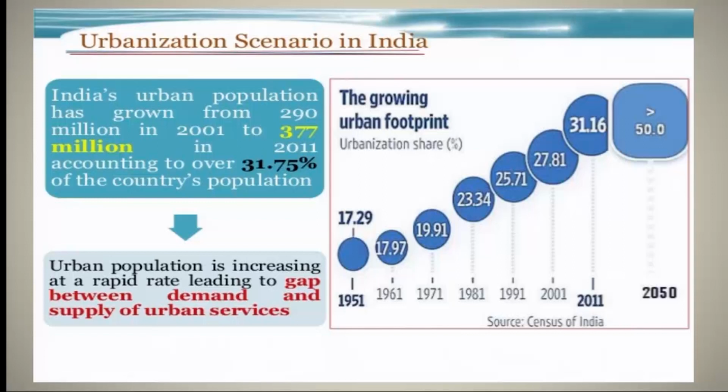The growing urban footprint you can see in urbanization's share. In the year 1951, it was 17.29, and in 1961, it is 17.97. In 1971, it is 19.91. In 1981, it is 23.34. In 1991, it is 25.71, and 2001, it is 27.81. In 2011, it is 31.16. In 2050, we can imagine it to be 50.0. That's the urbanization scenario in India.